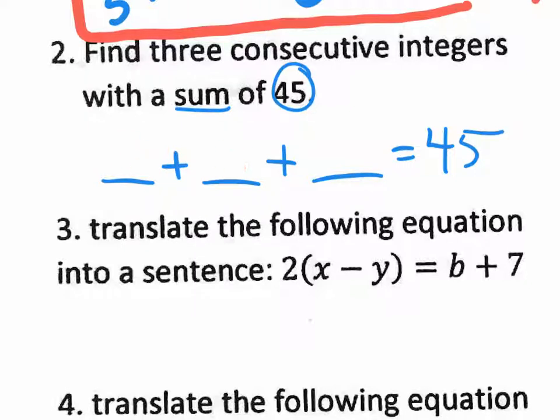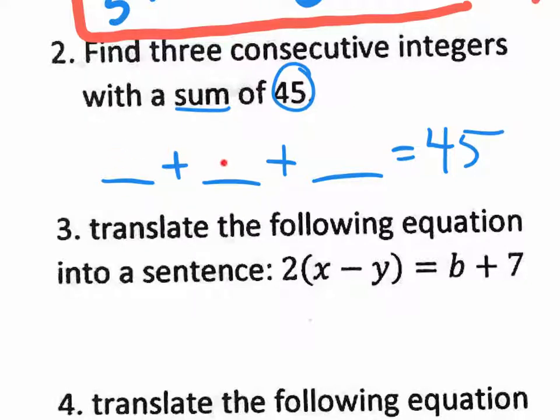In other words, 1, 2, and 3. If I go 1 plus 2 plus 3, the answer will be 6. And that's definitely not 6, it's 45. So you could create an equation, but I know a lot of us are struggling with that. So let's think about the easiest way, guessing and checking.